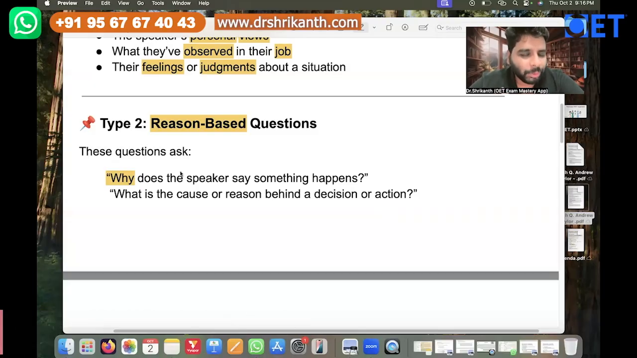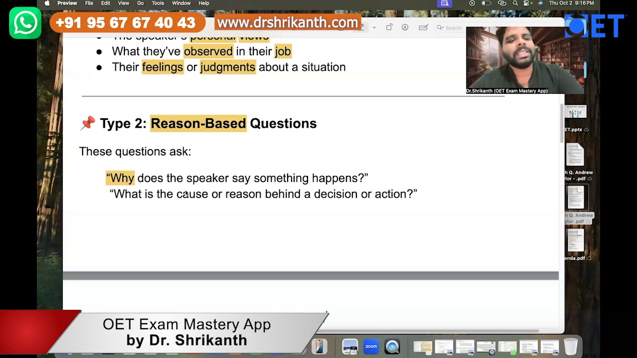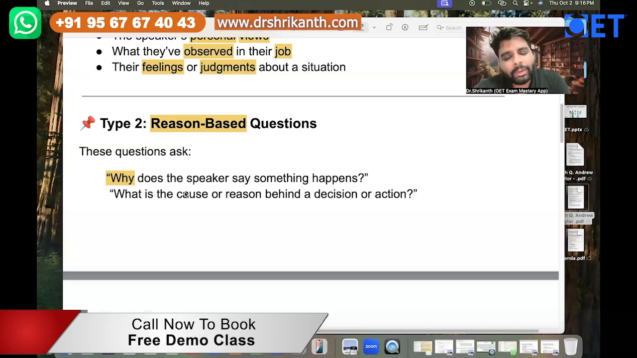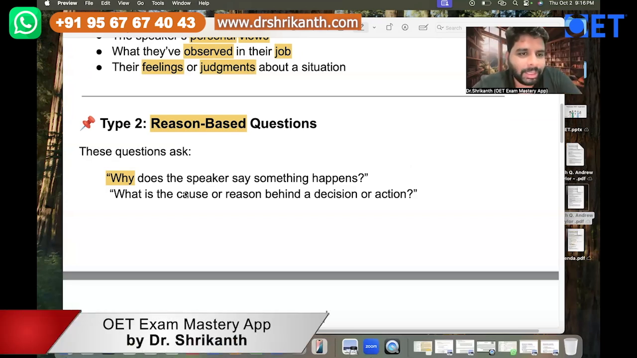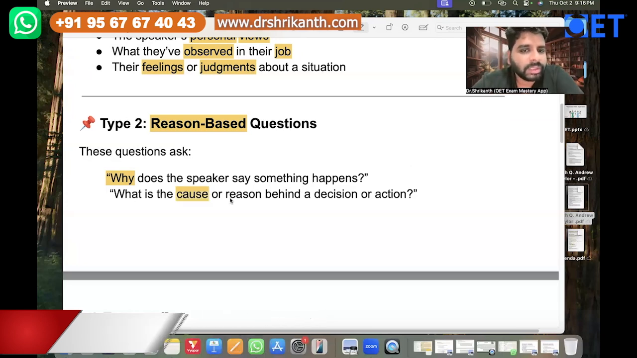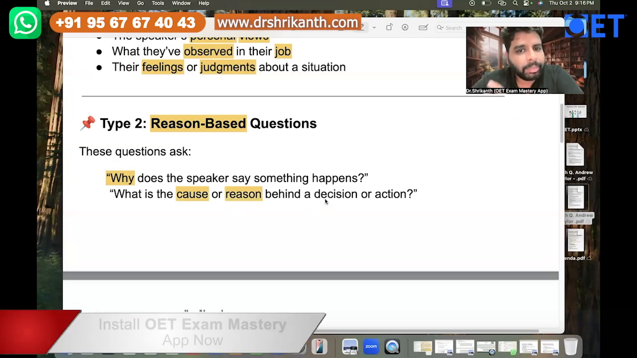Here, reason-based questions. Reason is basically like you have to understand why. Why basically means the intention behind the message. So why does the speaker say something? Intention, the purpose, and also what is the cause. There is a reason behind a decision.